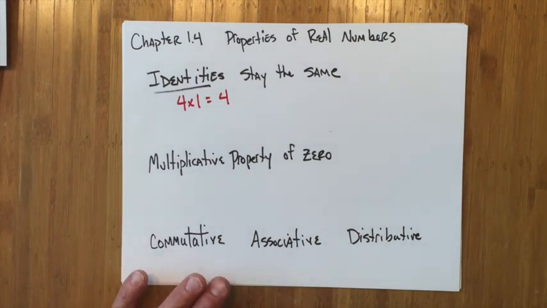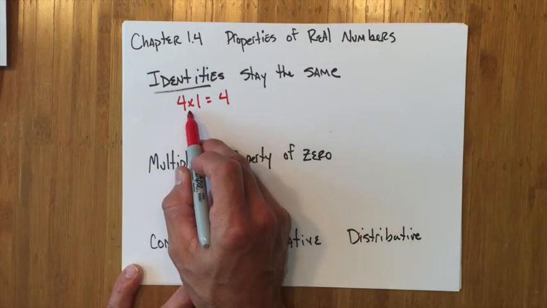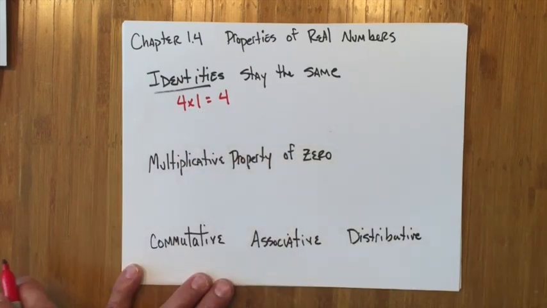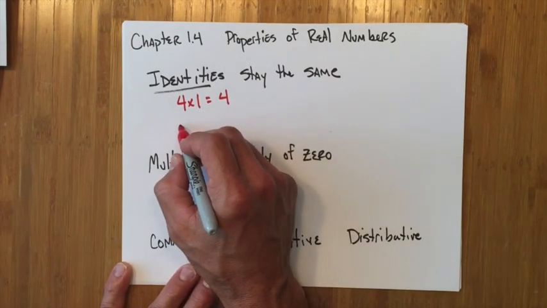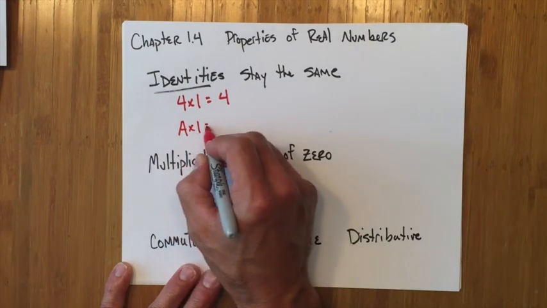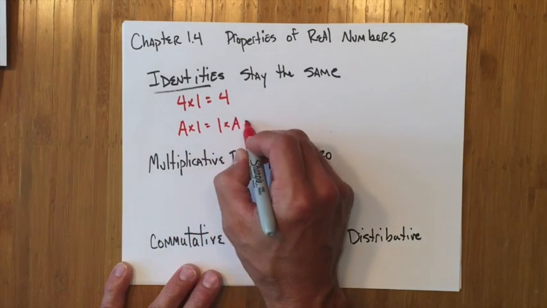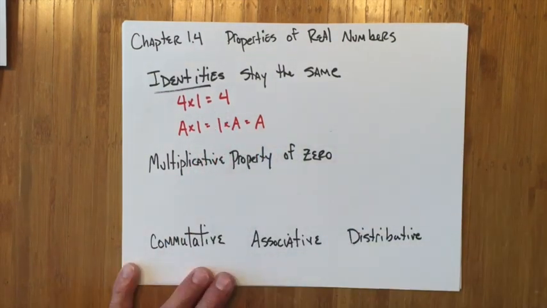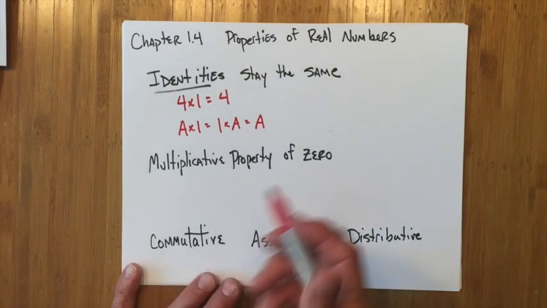That is an example of what's called the multiplicative identity, because we're multiplying. When you multiply by 1, you get the same number back. So the generic version of that might be a times 1 equals 1 times a equals a. In other words, you can multiply any value by 1 and it doesn't change its value. That's the multiplicative identity.